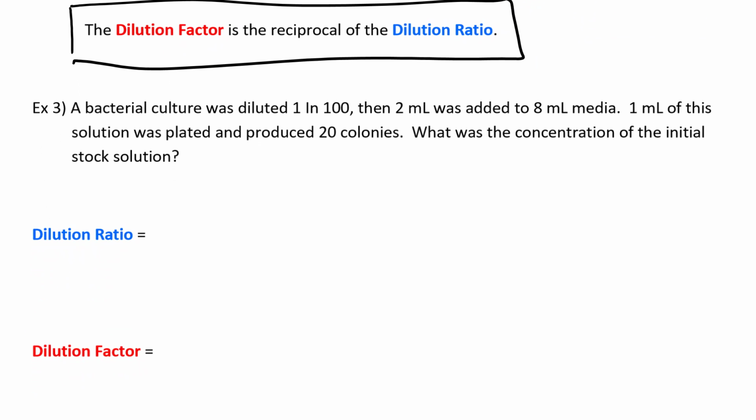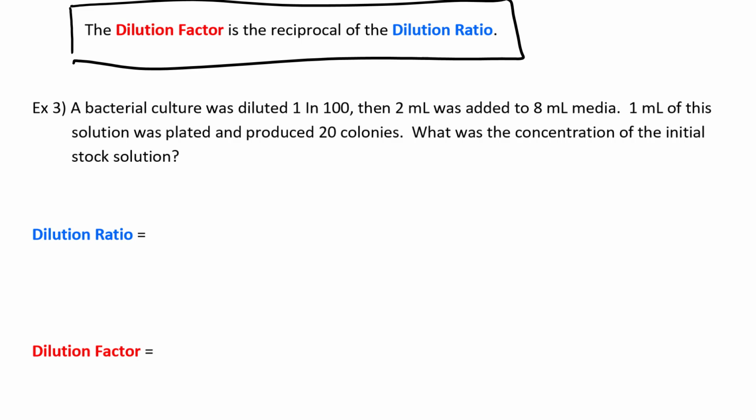Let's examine this problem here. So again, we have a bacterial culture. It's very concentrated. Too concentrated for our machines to accurately count. So we'll perform a dilution, not just any dilution, a serial dilution. We will count the diluted solution, and if we know our steps to create that serial dilution, we can calculate what the initial stock concentration was.